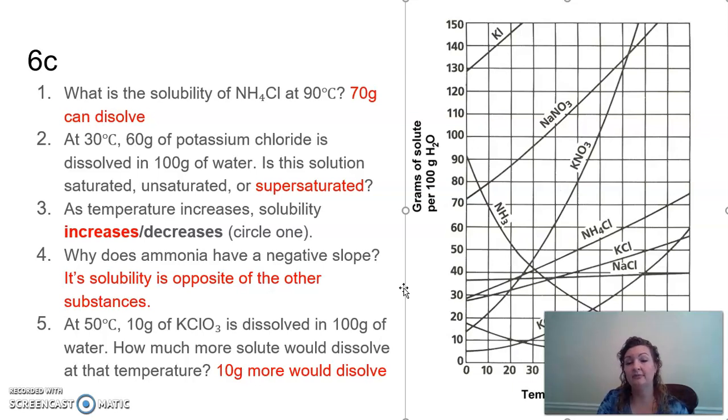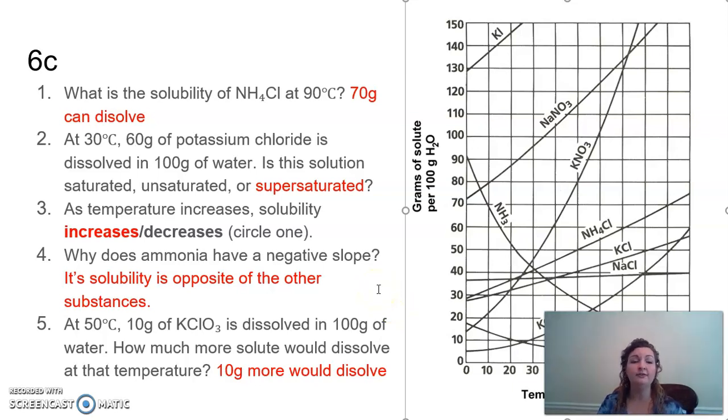Okay, so as the temperature decreases, its solubility is going to increase, if you guys see that. So as temperature goes down, it goes up. As temperature goes up, it goes down, which is totally reversed from the rest. Okay, this is not a common thing. That's why I'm pointing it out to you.